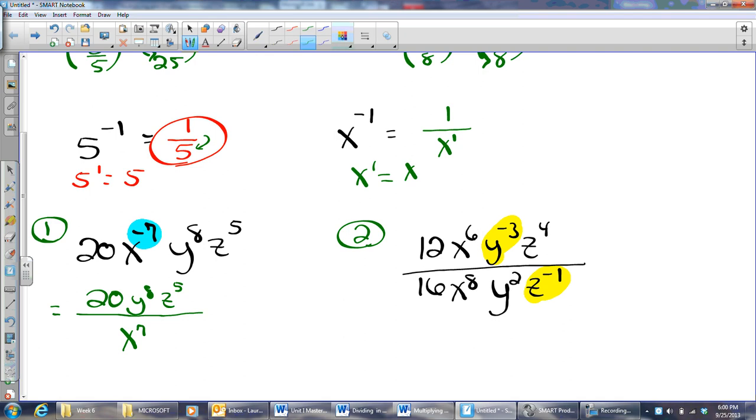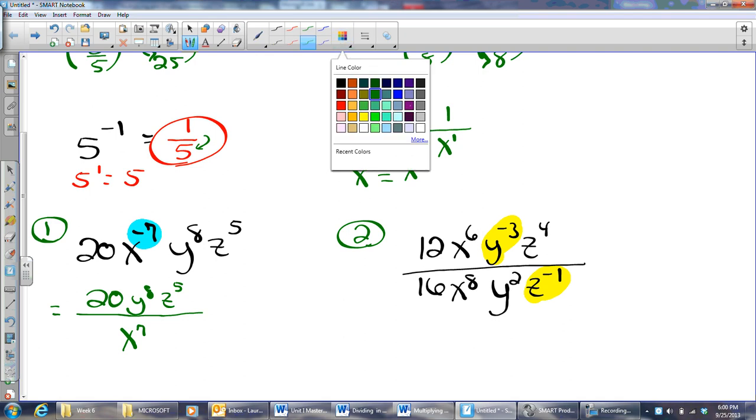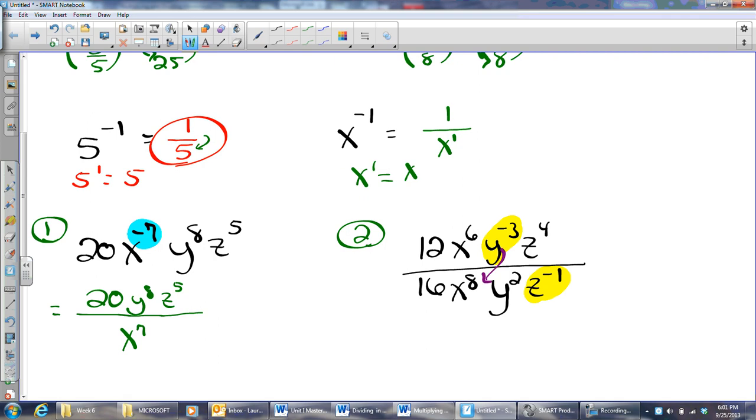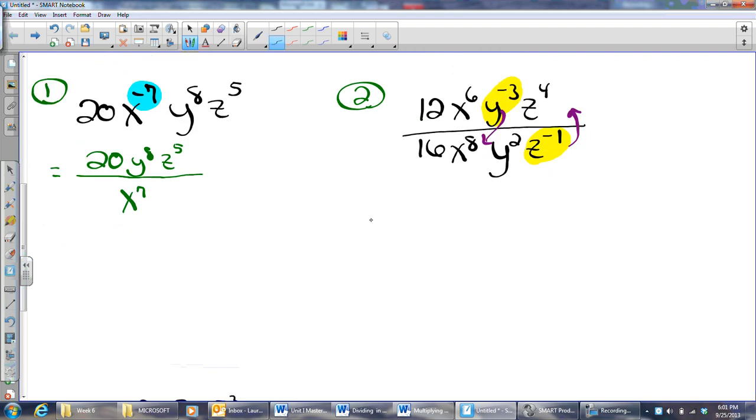Well, that means that this y to the negative third is going to shoot to the basement, while the z to the negative first is going to rise upstairs. So the problem is essentially 12 x to the 6th, z to the 4th, and then a z to the 1st over 16 x to the 8th, y to the 3rd, y squared.